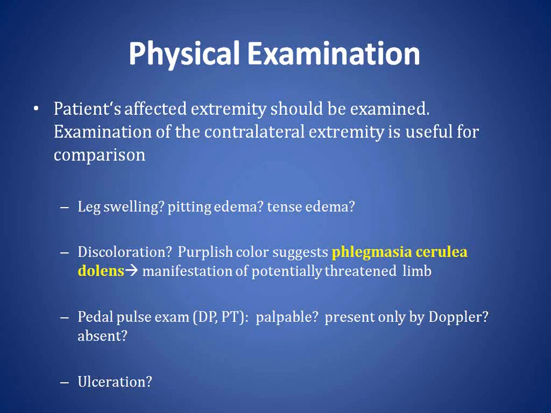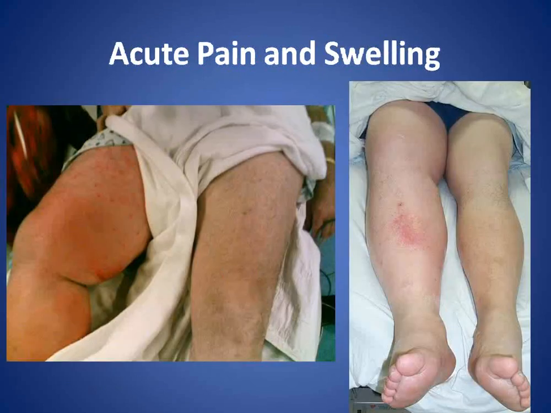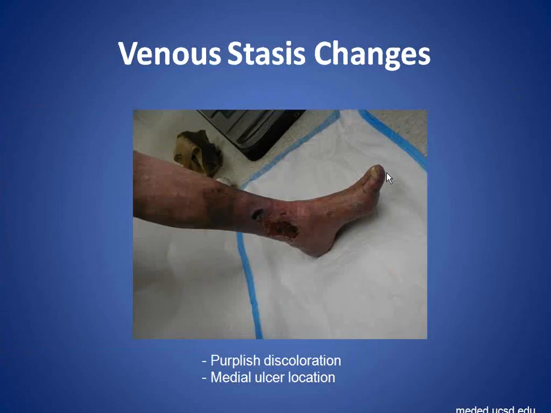Where is the ulcer? Is it on the dorsum of the foot? Maybe it's arterial. Is it on the medial aspect of the ankle? It's probably venous. So here are some pictures of acute pain and swelling. Obviously in this patient, the right leg is much more swollen than the left. It's red. It's not necessarily purplish, but it's substantially bigger. This one is swollen, not severely, but there's something wrong there.